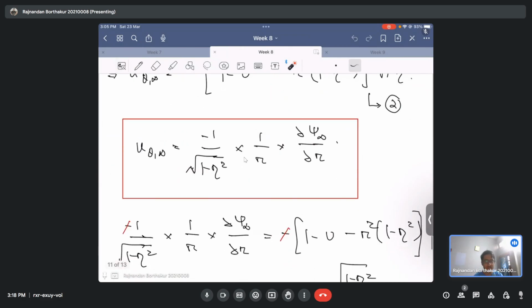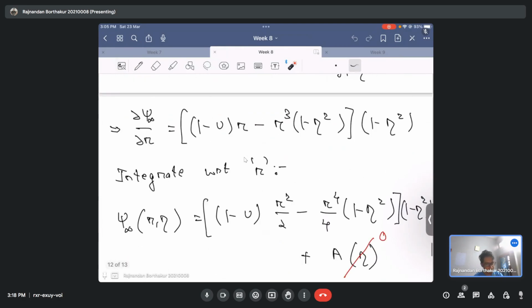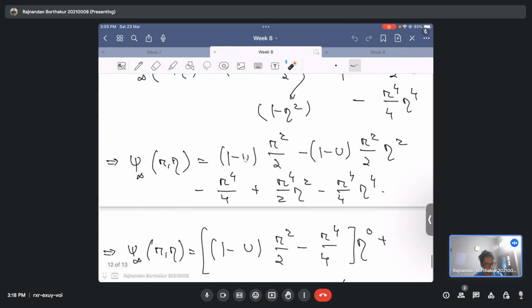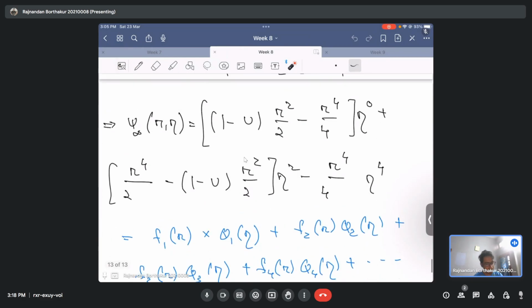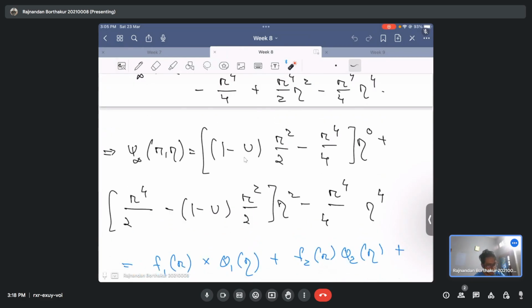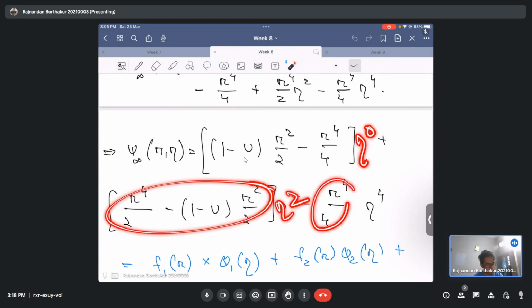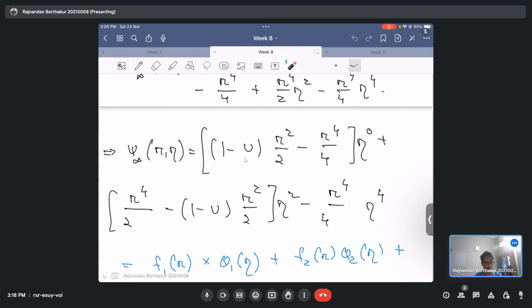So once u theta is evaluated, we went on to evaluate the stream function psi of infinity, and we stopped at evaluating the stream function by simplifying it into some increasing power of eta. For instance, we rearrange the form of stream function into a function of r times eta power naught plus some function of r times eta squared and some function of r times eta power 4. Okay, so this basically is the idea that we saw.